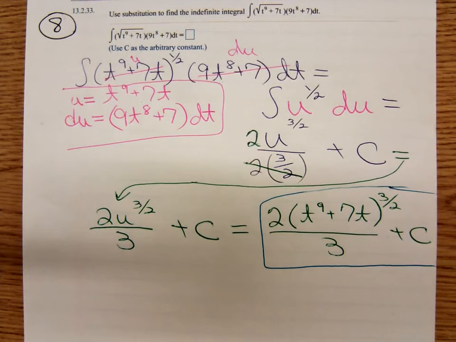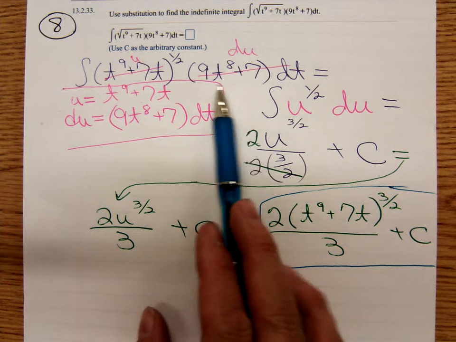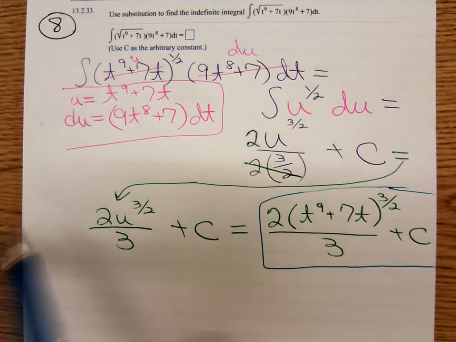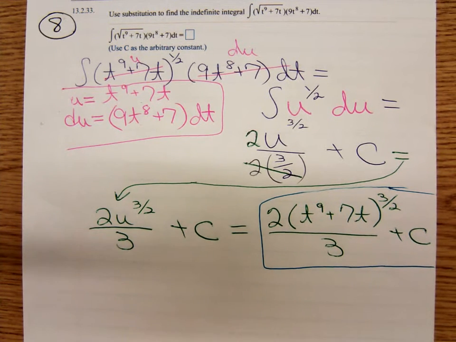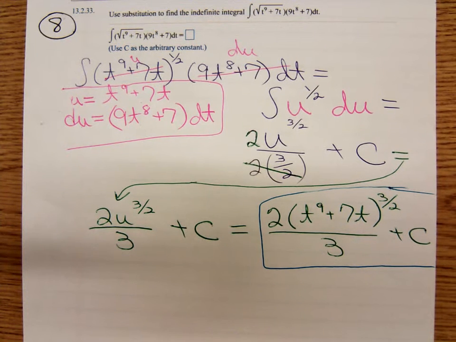Any questions there? As I said, once we found the differential of u, we picked up the remaining factors in terms of t, so we didn't even have to modify. Usually we have to perform some sort of modification on this line right here, but not on this one. Any questions?